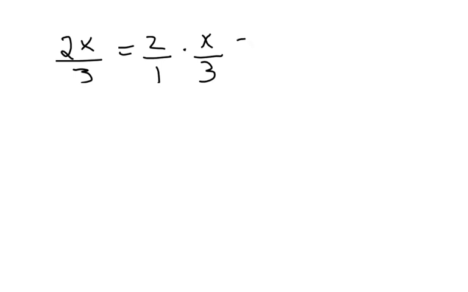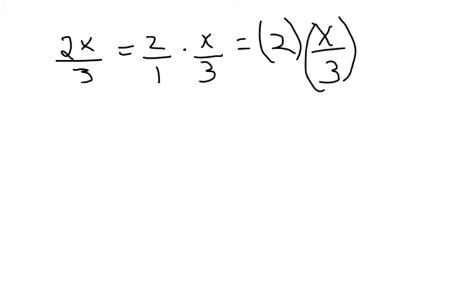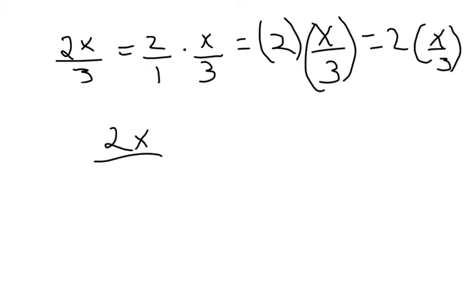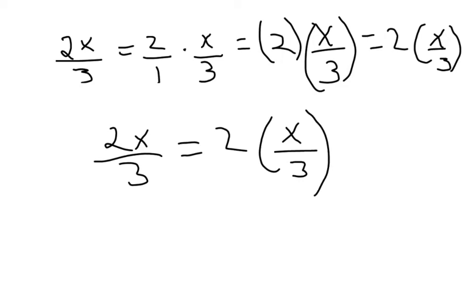We can change 2 over 1 to be 2, and put it in parentheses, and say that's the same as 2 times x over 3. Or you might write it this way, 2 times x divided by 3. So, let me just summarize, this is the proof that 2x divided by 3 is the same as 2 times x divided by 3. And this is all under the topic of equivalent forms of rational numbers.